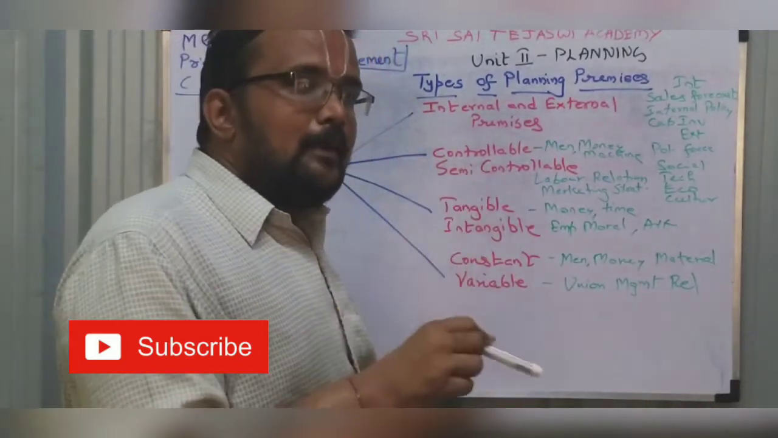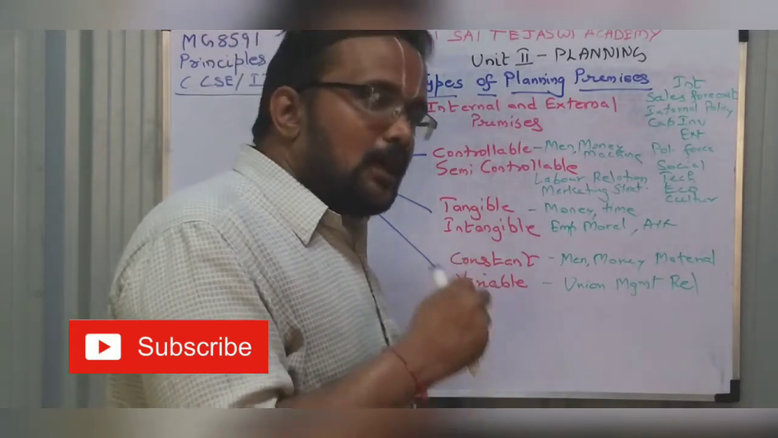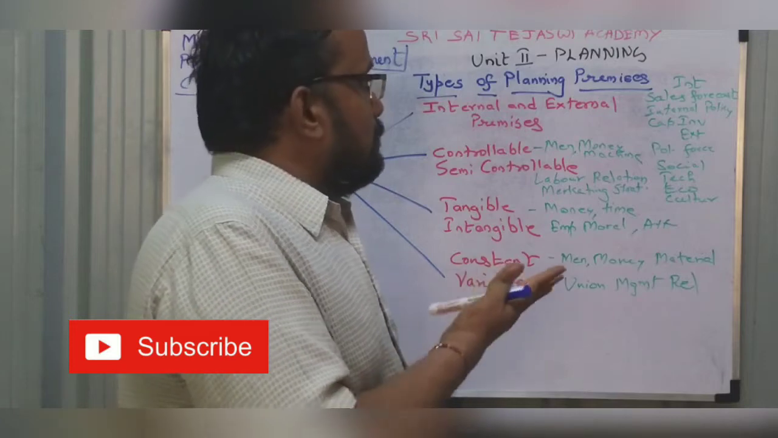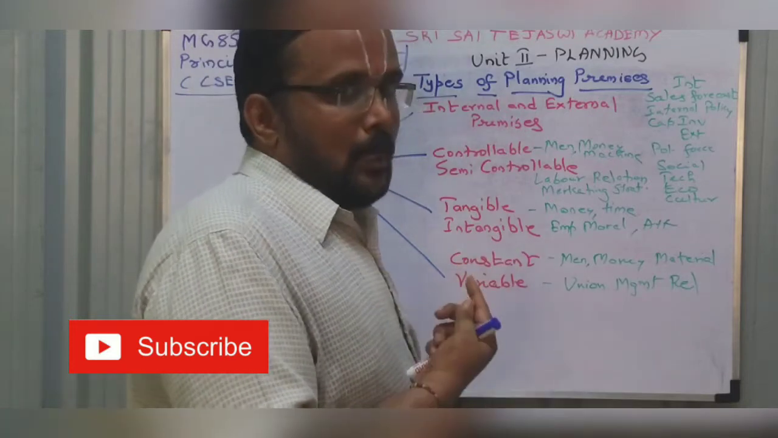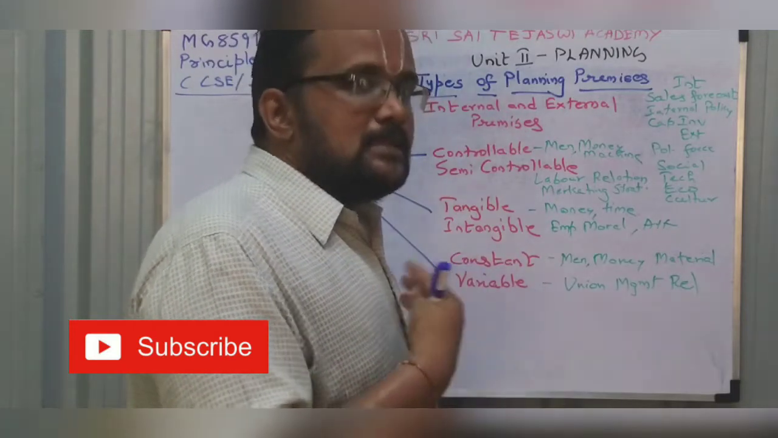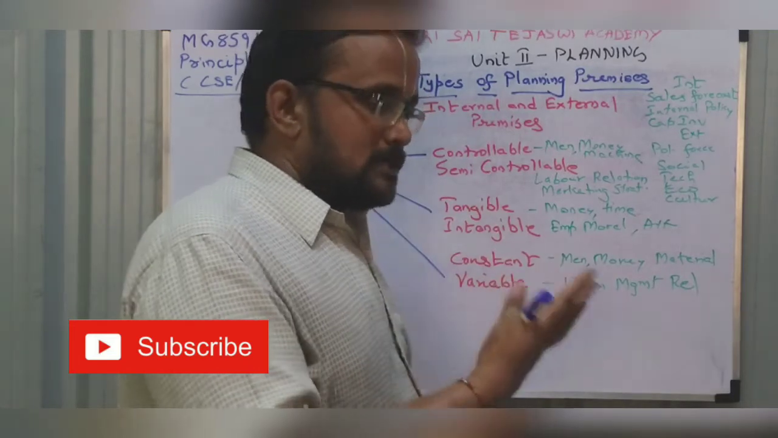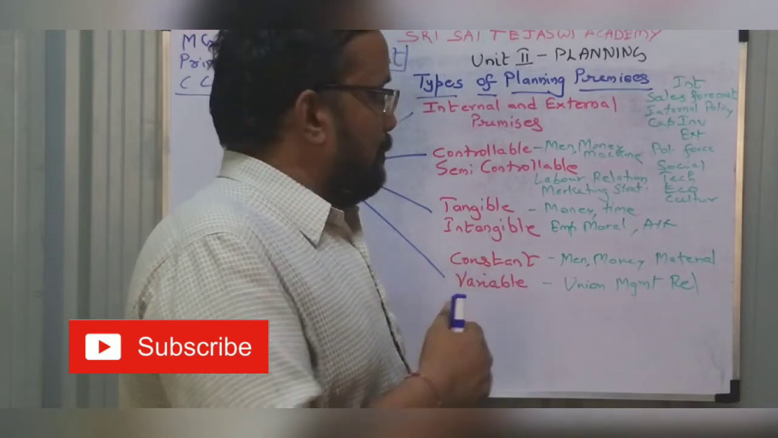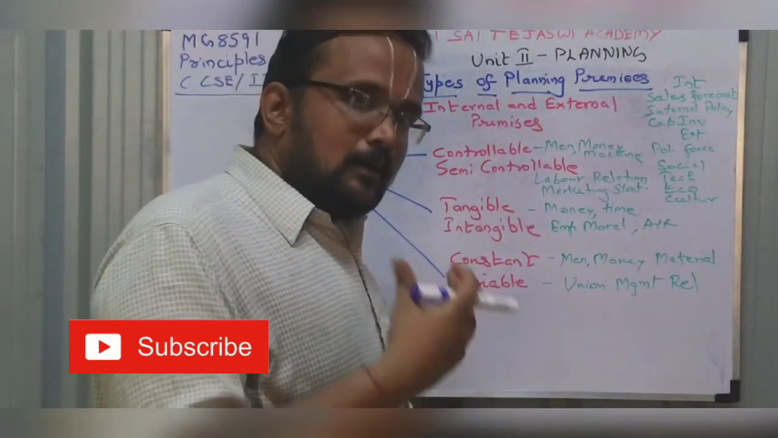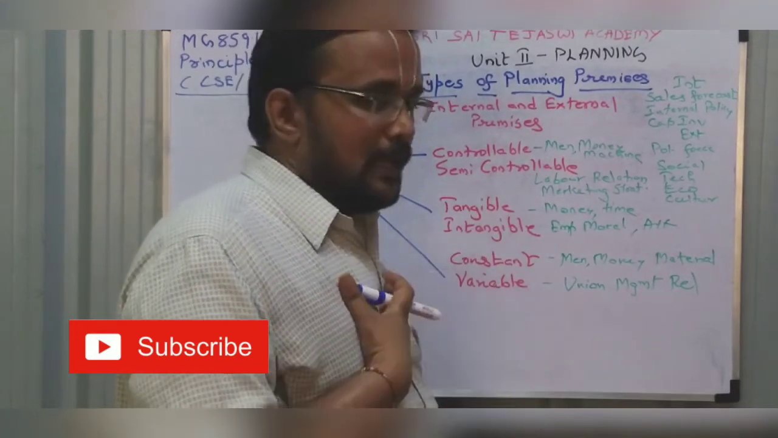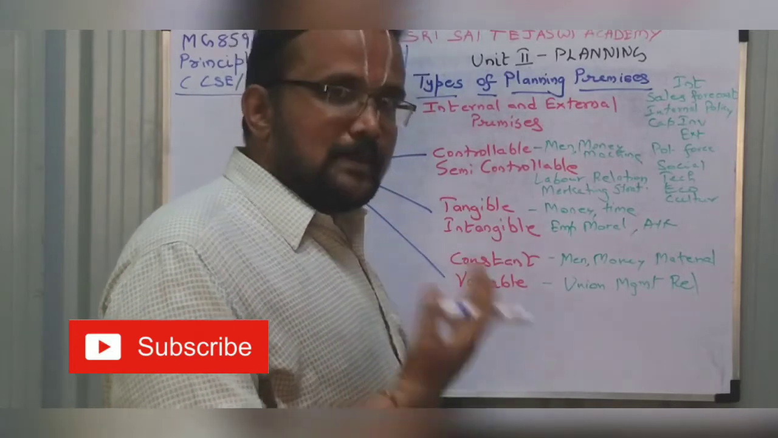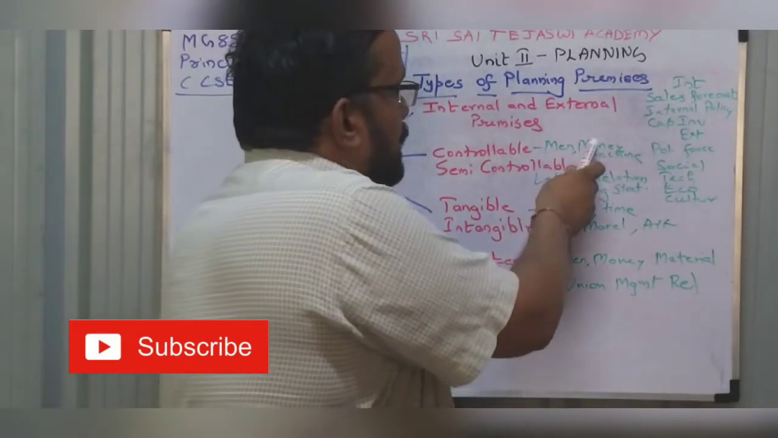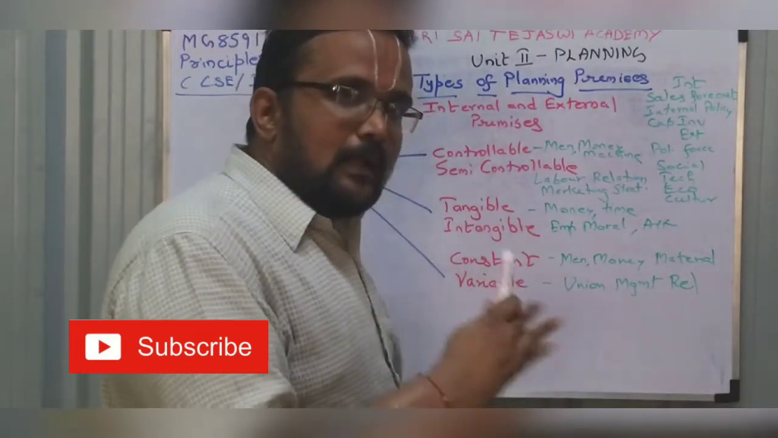Controllable means that which I can control, which is in my hands. Men, the staff I have employed, is completely in my purview: how many staff I should employ, how I get work done from them. Money, how much I invest, is in my hands. Machinery, the equipment I buy and how I maintain it. These are all in my hands.